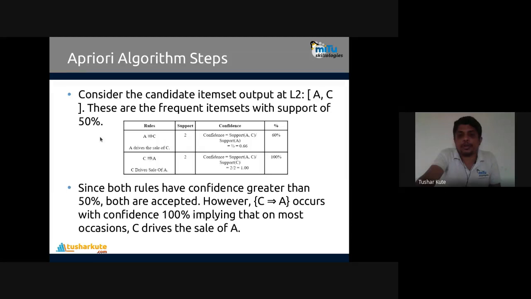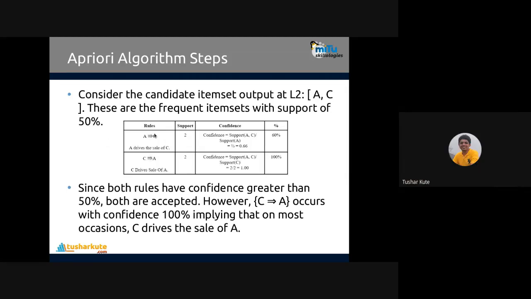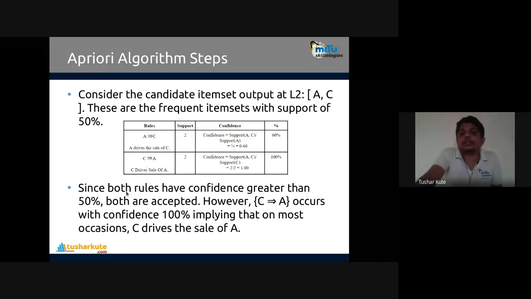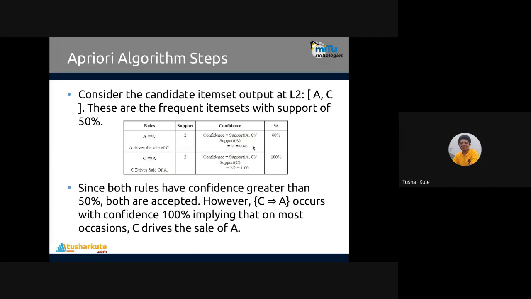See, this is mentioned over here. Who drives what? A drives the sale of C. So when I'm purchasing A, I'm purchasing C also, which is 66%. And when I'm purchasing C, I'm purchasing A also, 100%. So here it is 2 out of 3. A is coming 3 times, and out of that, C is also coming along 2 times. So 2 out of 3, 66%. And when C is coming, A is also coming. C drives the sale of A 100% of the time. 2 times C is present, and every time A is also present with it, 100%.